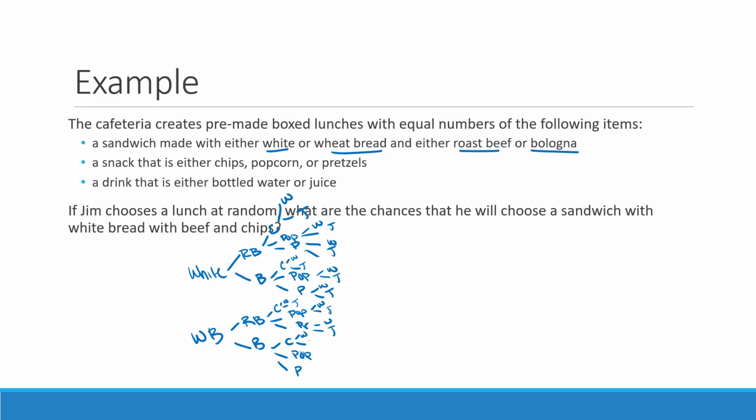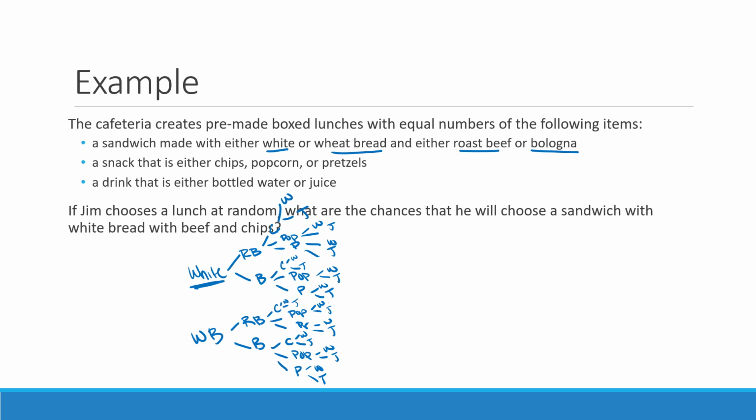Oh my goodness, you guys. Make sure you have a blank sheet of paper because this takes up a lot of space. But these would be all my possibilities. So it says, if Jim chooses a lunch at random, what are the chances he will choose a sandwich with white bread, with beef, and chips?